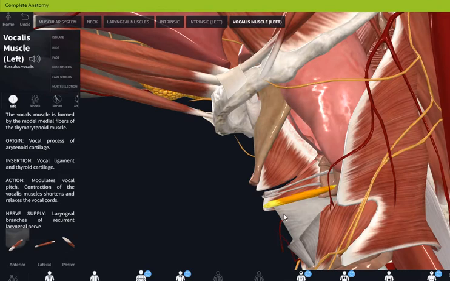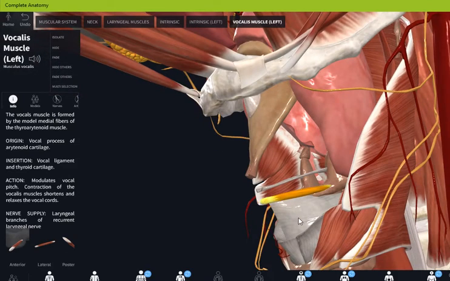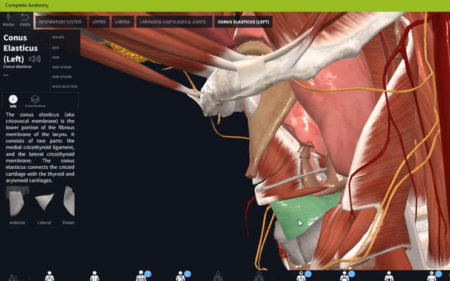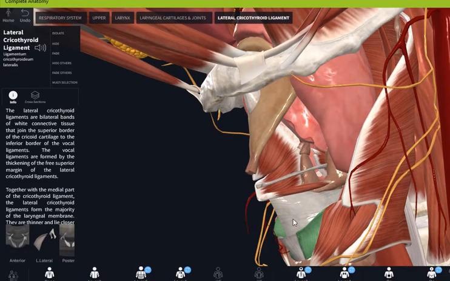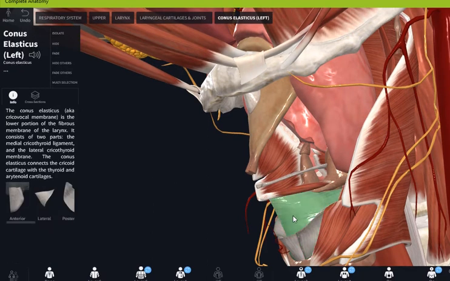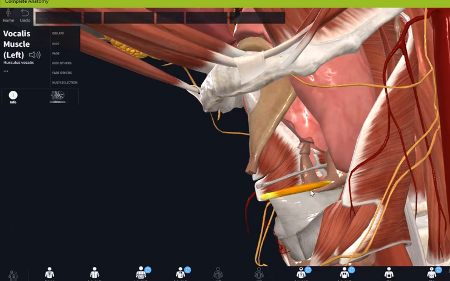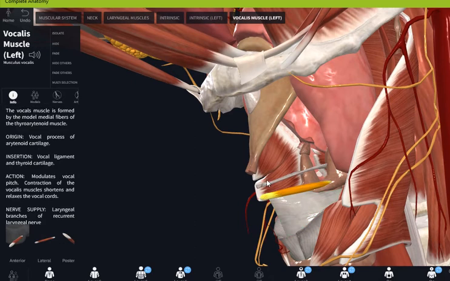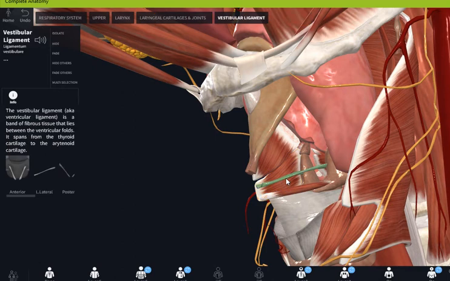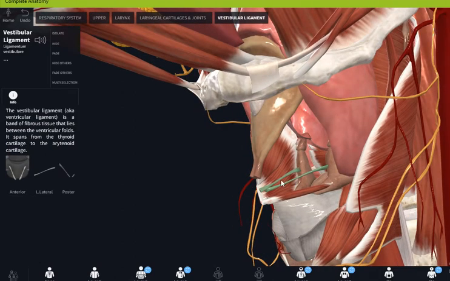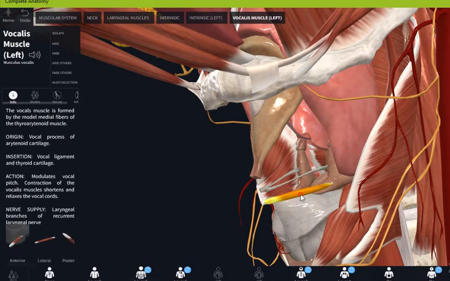So realize very well that this one here is the cricothyroid membrane. If I touch here, you have the cricothyroid membrane at this portion, and also here you have the cricothyroid membrane. Superiorly to the cricothyroid membrane, you're going to have the vocal cord. Now you also have vestibular ligaments. These vestibular ligaments are the false vocal cord, and these are the true vocal cord, which are below the vestibular ligaments.